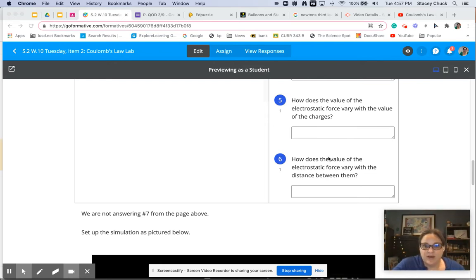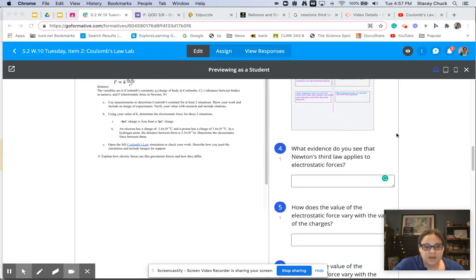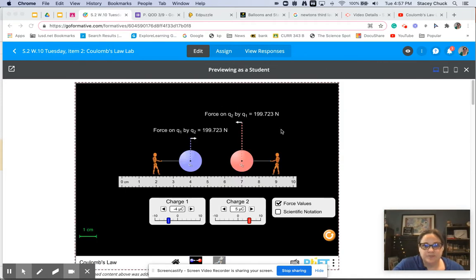Question number 5. How does the value of the electrostatic force vary with the value of the charges? So what this is asking you is, as you increase the charge or decrease the charge, what happens to the amount of force? Does it increase or does it decrease specifically? So I'm going to start by just increasing charge 1. Right now it's at 4, and the force is at almost 200. I'm going to increase the charge to 6, and now the force is almost 300.